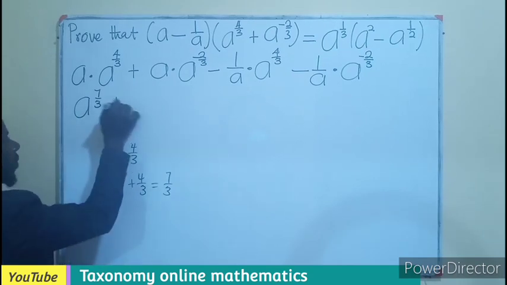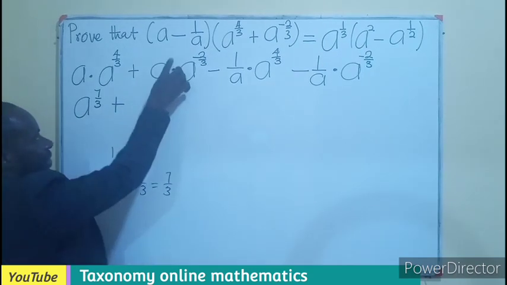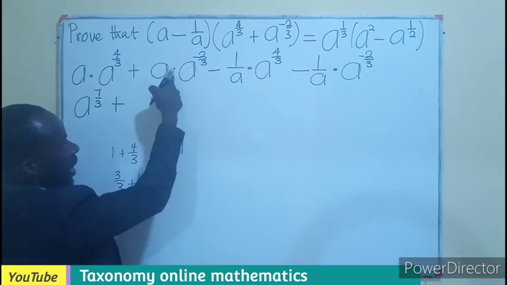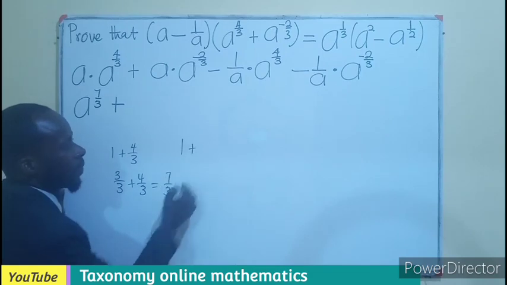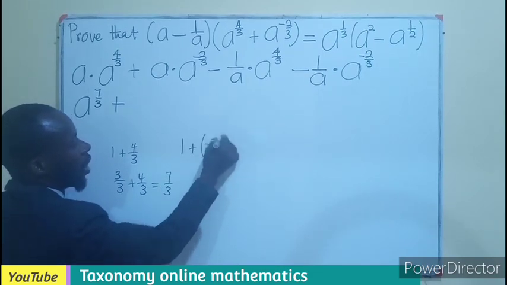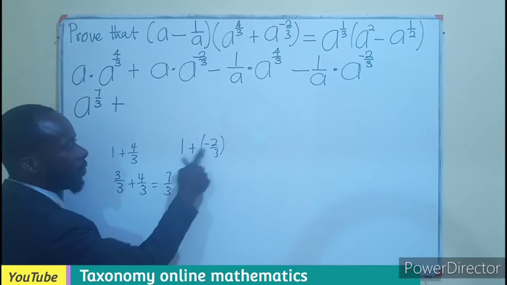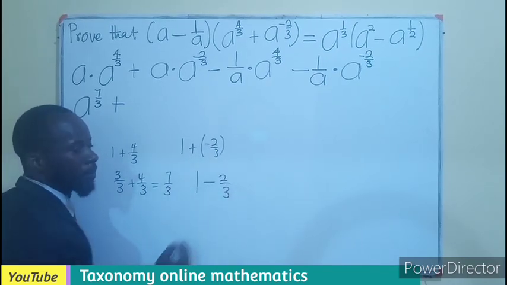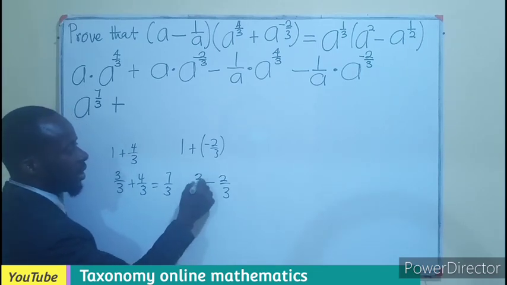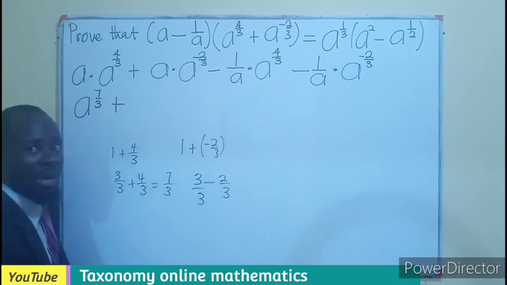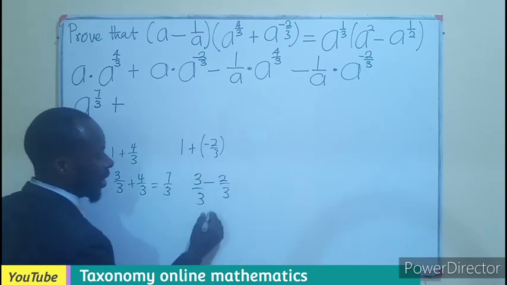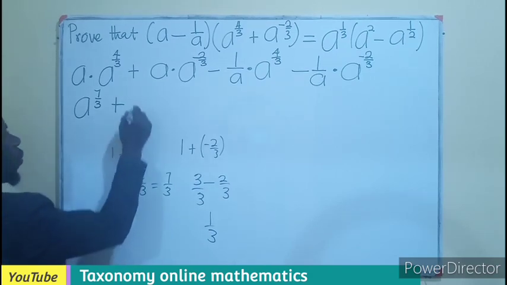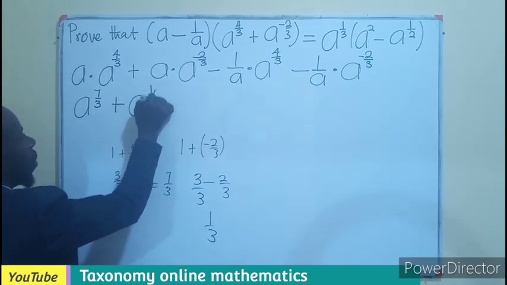Then we have plus. We also need to add the exponent of 1 plus negative 2 over 3. But we know the negative will have an effect, so 1 minus 2 over 3. This could also be 3 over 3 minus 2 over 3, so the subtraction gives us 1 over 3. So our exponent, when we multiply, is a exponent 1 over 3.